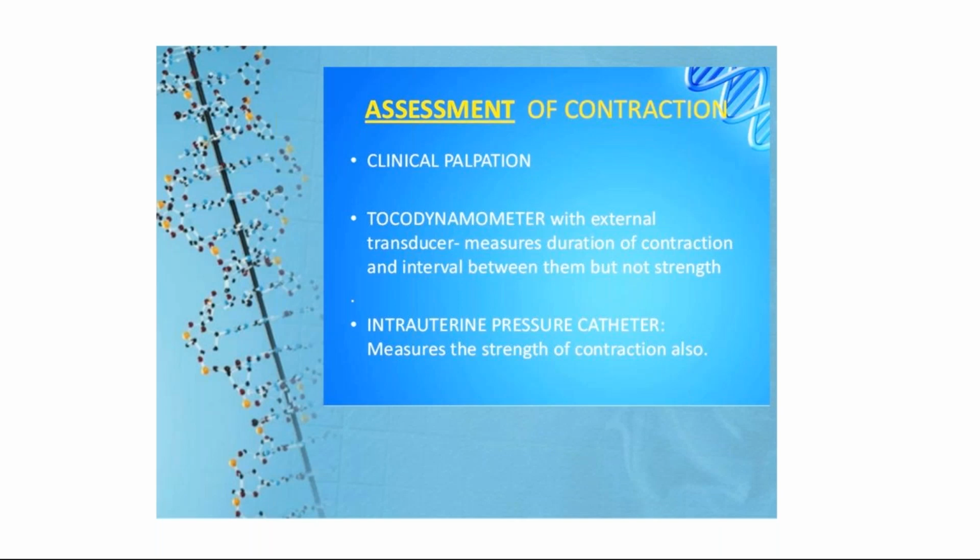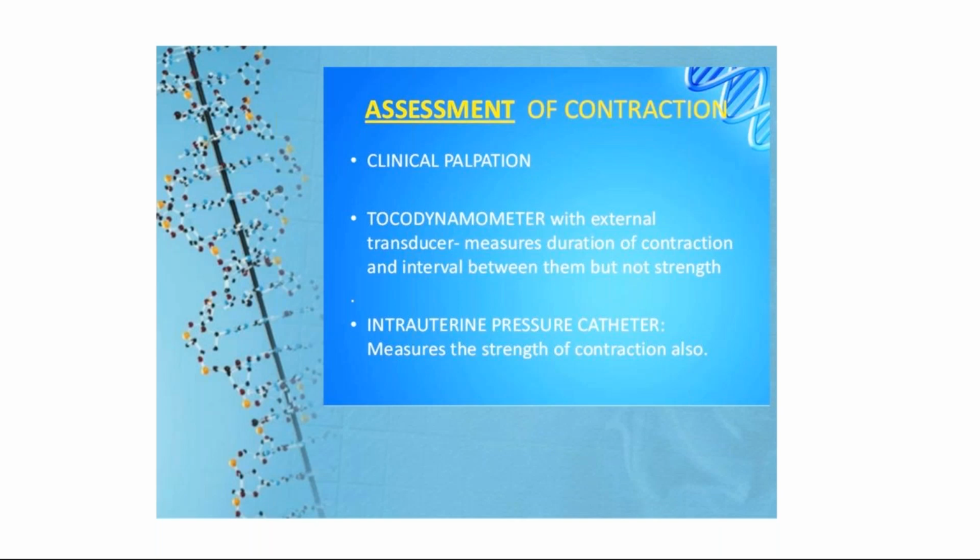It is applied onto the abdomen. So what it is measuring is actually the strength of the abdominal muscle contraction, not the uterus actually. So it doesn't tell you about the strength or intensity of the contraction. It will only tell you how many contractions are occurring and what is the interval between the contractions. It doesn't tell you about the strength of the uterine contraction, right?